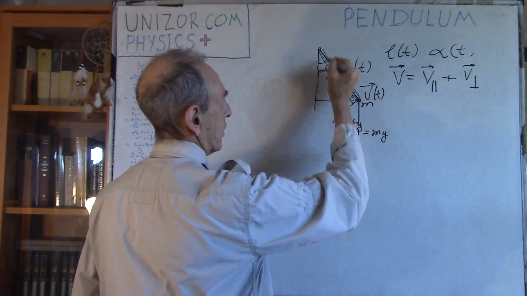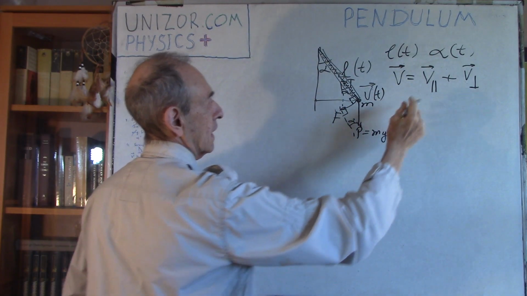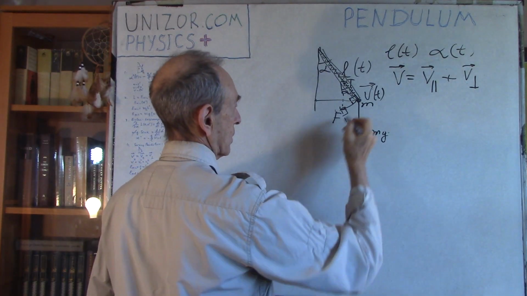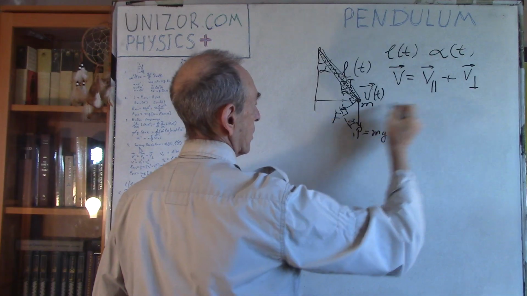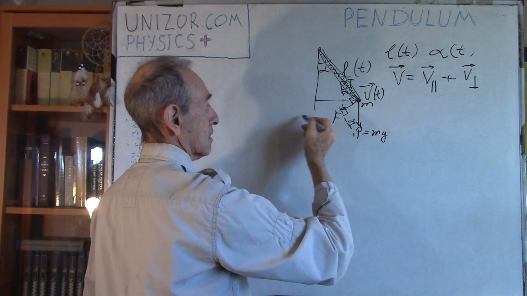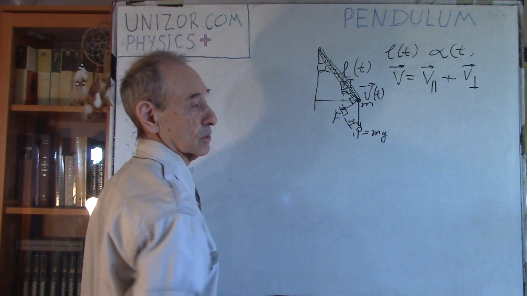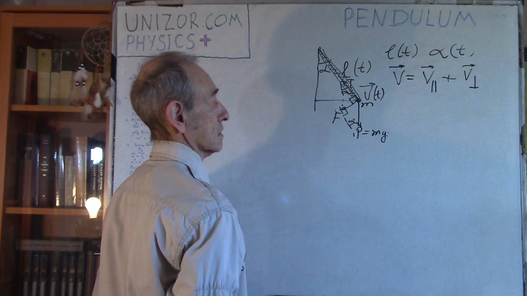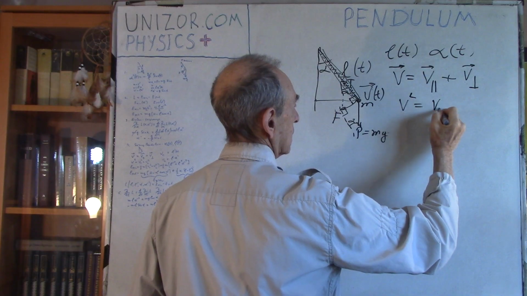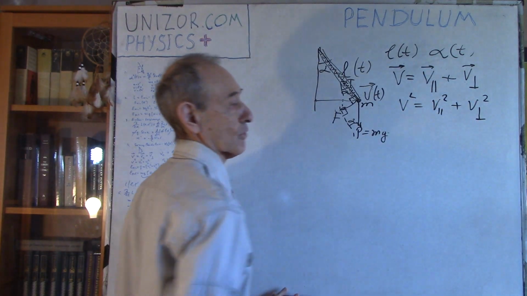Now, the parallel to the spring goes this way, perpendicular to the spring goes this way, so these two vectors are perpendicular to each other. Because this v perpendicular goes along the tangent of the circle, and the parallel goes along the radius, they are perpendicular to each other. Well, since they are perpendicular, their length is much easier to calculate. We don't need the vectors formula.